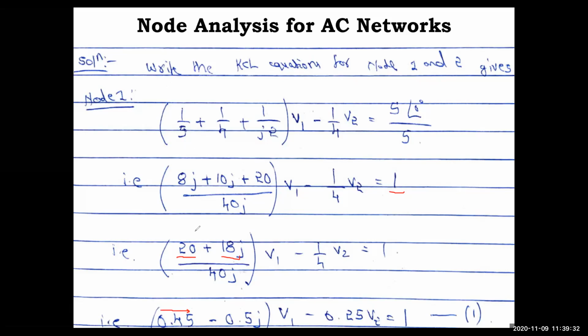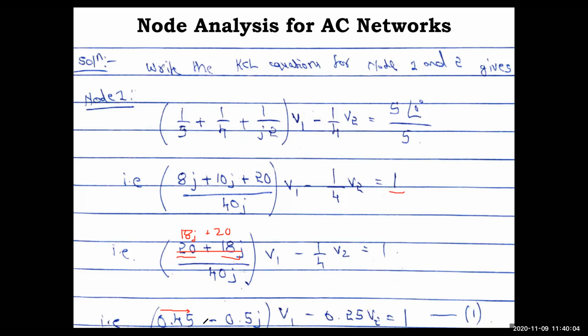Instead of writing 20 plus 18j, write it as 18j plus 20 only, so that you won't get confused. Note down this change. Then the j cancels out here. 18 by 40 gives 0.45, and j when it comes to the numerator becomes minus j, so a minus term comes, and then 20 by 40 is 0.5. v1 minus 1 by 4 is 0.25, v2 equals 1. So this is equation 1 in the simplified form.